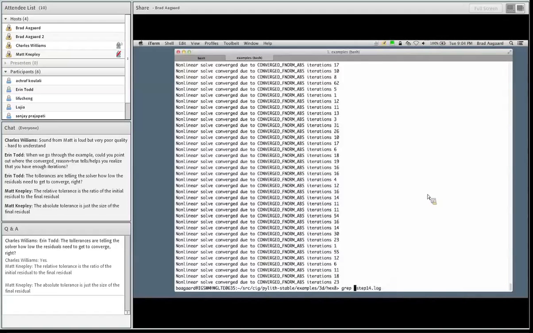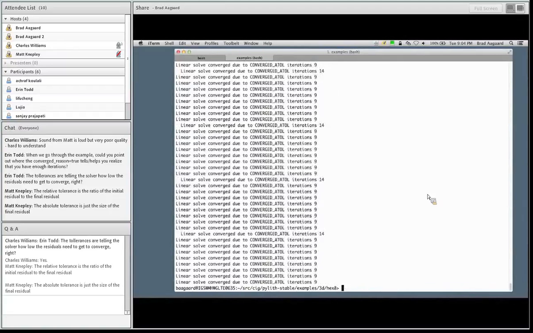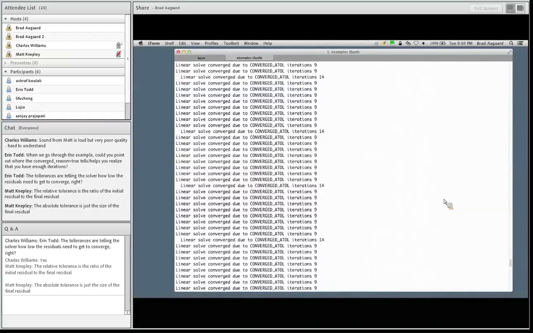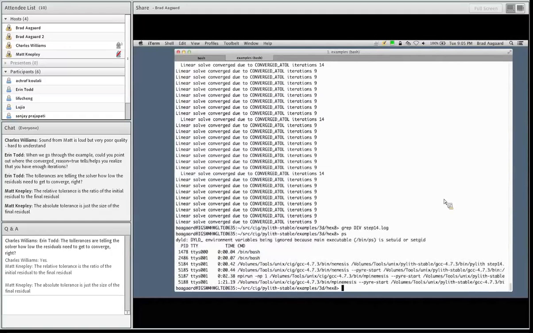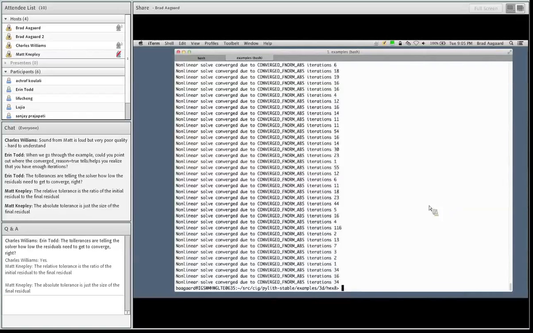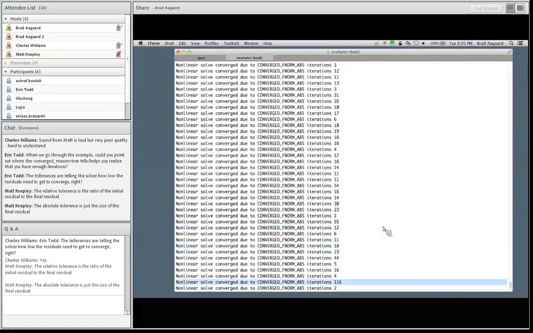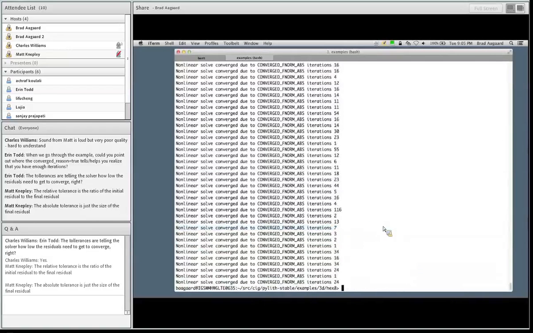Our nonlinear solve is converging. Our linear solve is converging. Let's look for diverged. Nothing diverged. It's still running. Still running. Whoa, it took 116 iterations. Going pretty slow.